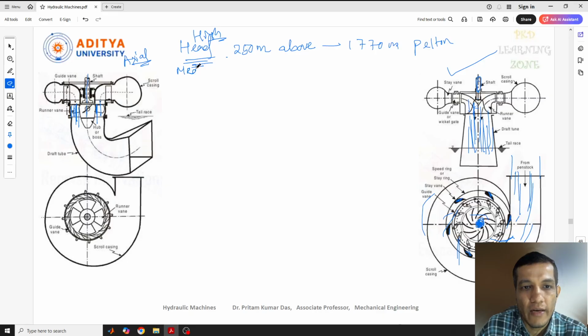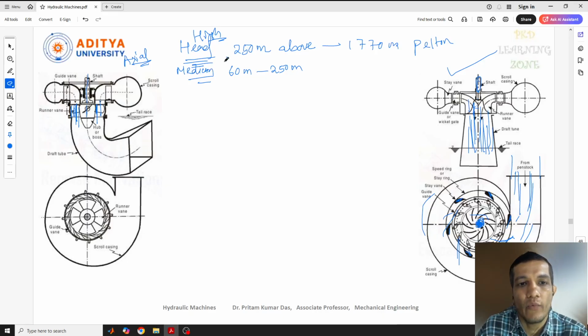Similarly, the medium head turbine will be there. The range of this turbine is 60 meter to 250 meter, because every turbine has some range.